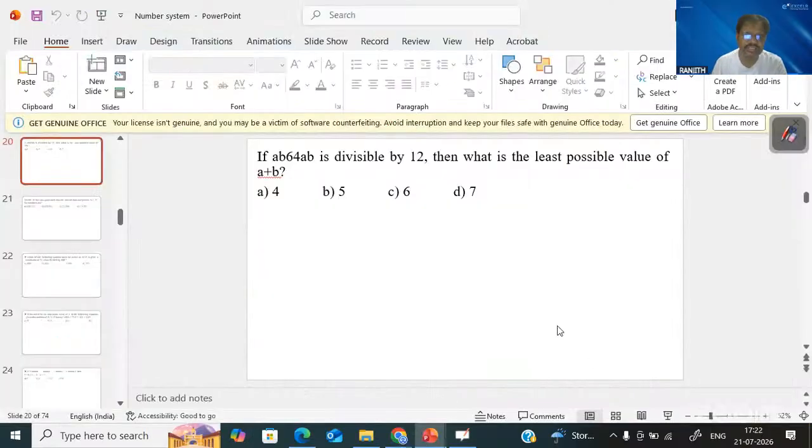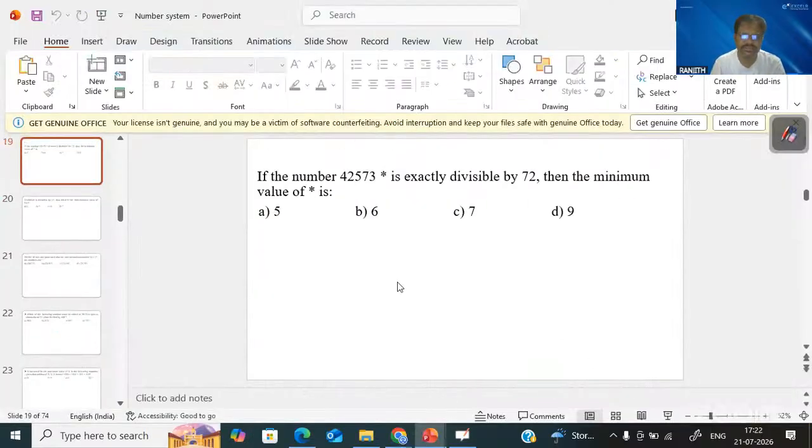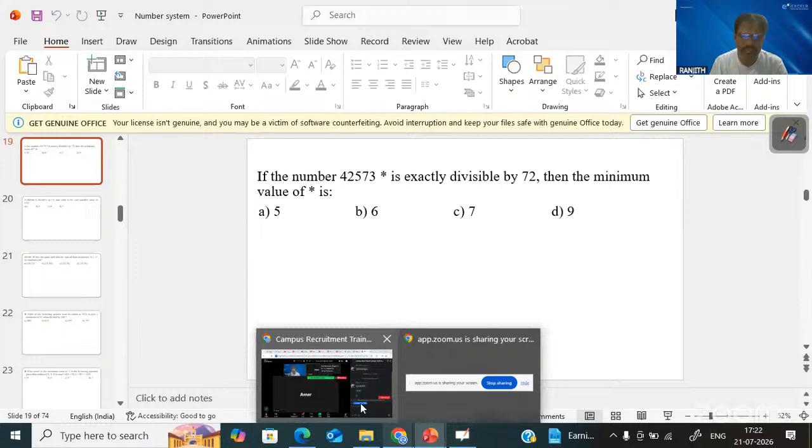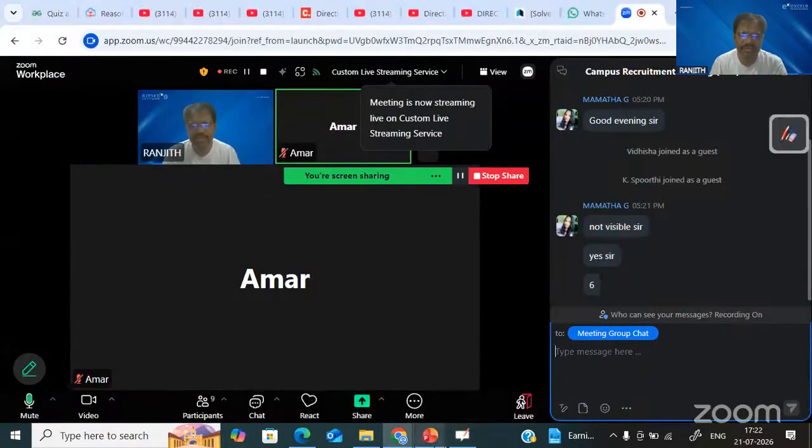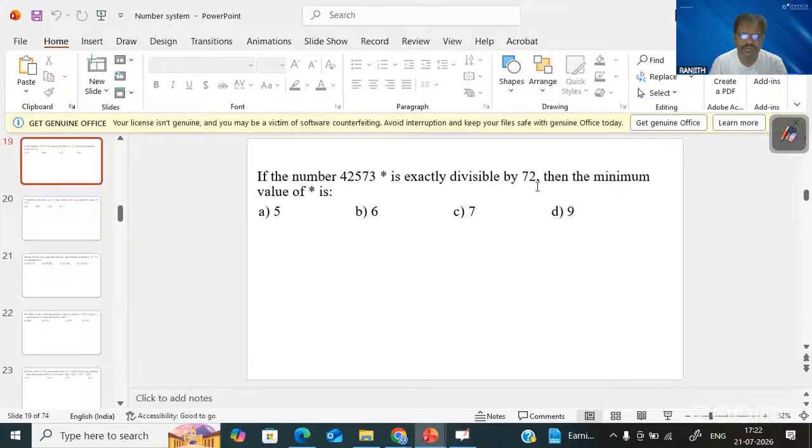Can you please find out the answer for this one? What is the answer? Answer is A, B, C, D. What is the answer? Answer is B. Why? Because 72, where the units place is 2. What is the divisibility rule for 2? The unit digit should be an even number. All the options are odd numbers; only B has an even units place.